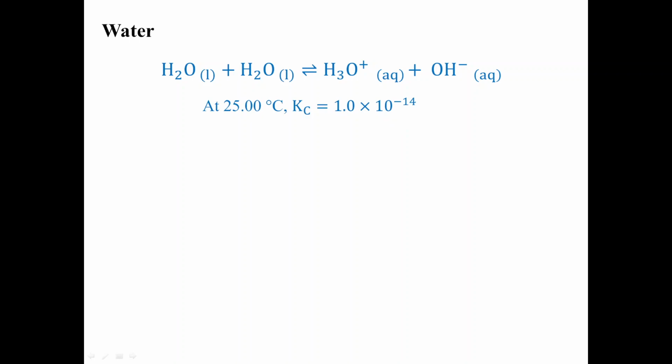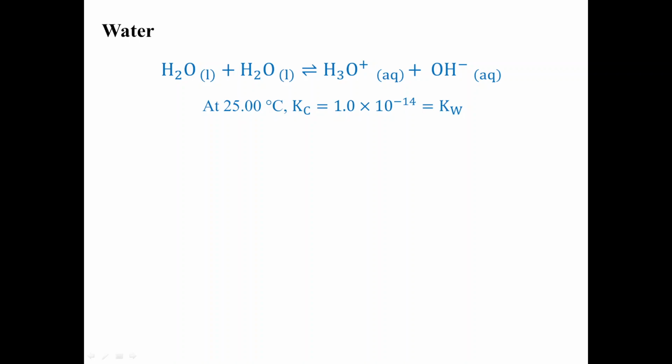So to start things off, we're going to talk a little bit about water. Water can undergo a reaction where it forms hydronium ion, H3O+, and hydroxide ion, OH-. And with this, we can see that it has an equilibrium constant at 25 degrees Celsius of 1 times 10 to the negative 14. This one is so special, it actually gets its own designation of Kw, or the equilibrium constant of water.